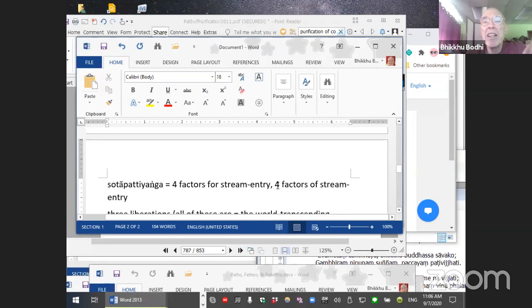But then there are four factors of stream entry. These are the four qualities possessed by a stream enterer. And that is unshakable or unwavering confidence in the Buddha, unwavering confidence in the Dhamma, unwavering confidence in the Sangha. So those are sort of implied by the eradication of doubt. And then the fourth is firm adherence to what's called the virtuous conduct dear to the noble ones. So that would be, at minimum, firm adherence to the five precepts. Does that answer the question?